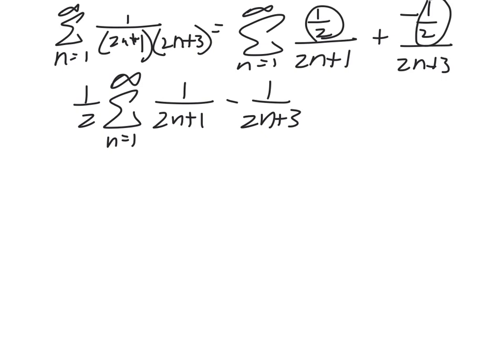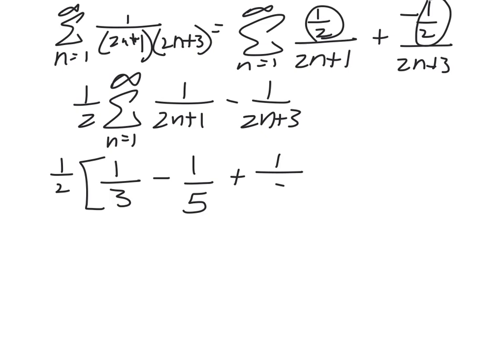So let's generate a few terms to see what this equals. If I plug in 1, 1 over 2 plus 1 would be 3, then minus 1 over 2 plus 3 is 5. Now plug in 2. 1 over 4 plus 1 is 5, minus 1 over 2 times 2 is 4, plus 3 is 7. Do you see the pattern coming? Now we're going to do it again with 3. 1 over 6 plus 1 is 7, minus 1 over 6 plus 3 is 9.